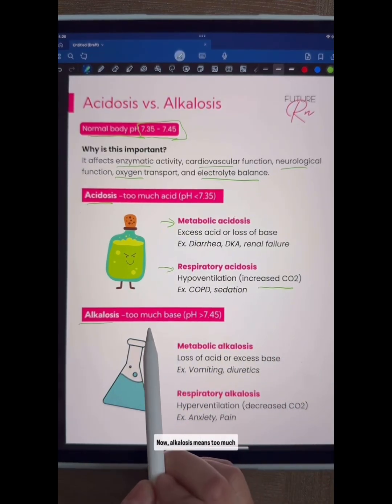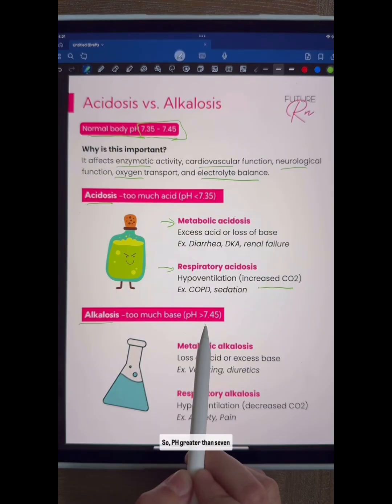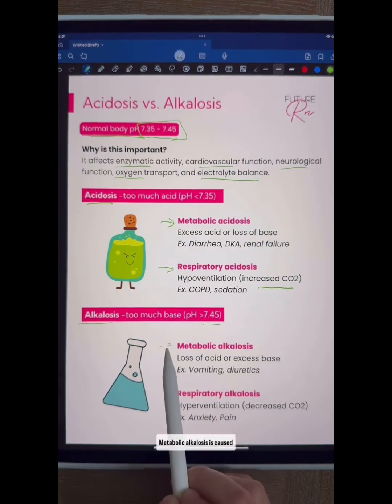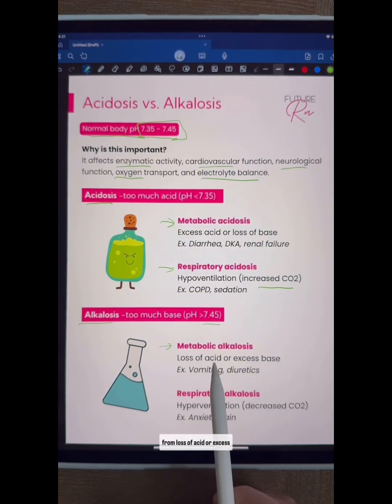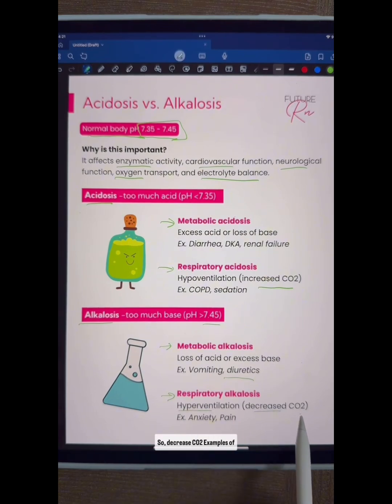Now, alkalosis means too much base, so pH greater than 7.45. Metabolic alkalosis is caused from loss of acid or excess base, so vomiting or diuretics can be causes for that. Respiratory alkalosis can be caused by hyperventilation, so decreased CO2. Examples of that would be anxiety or pain.